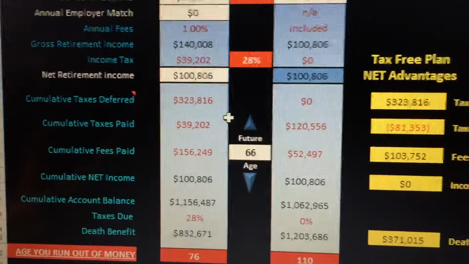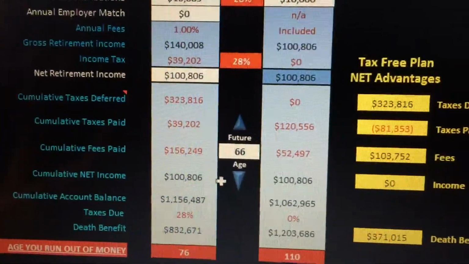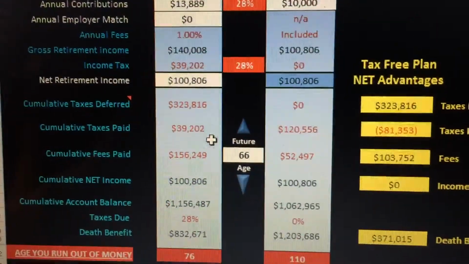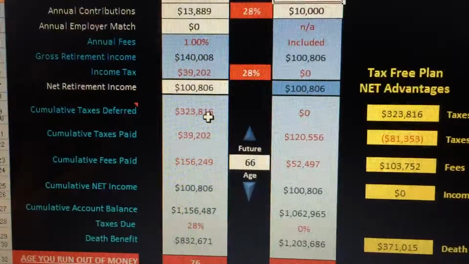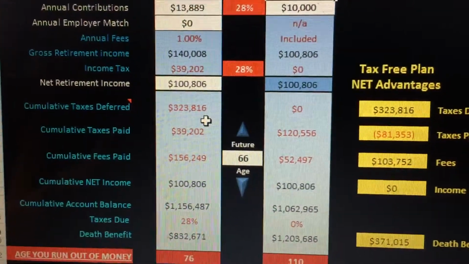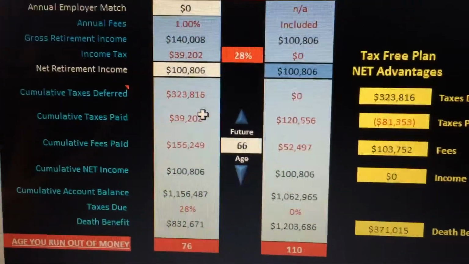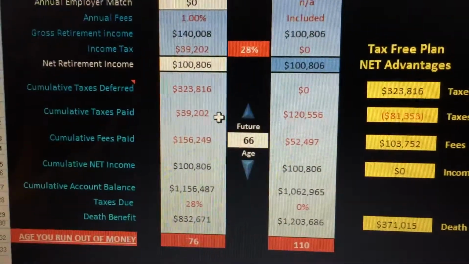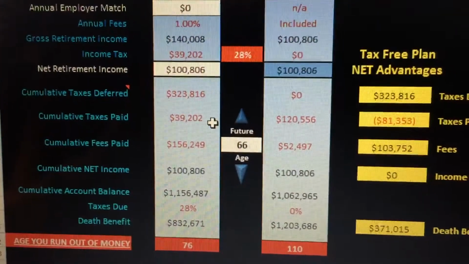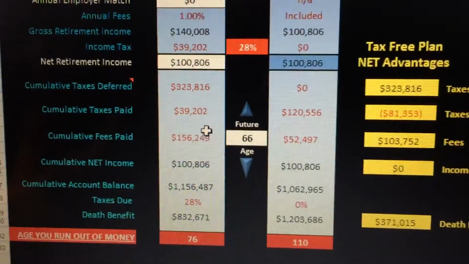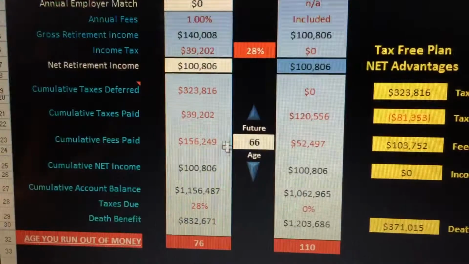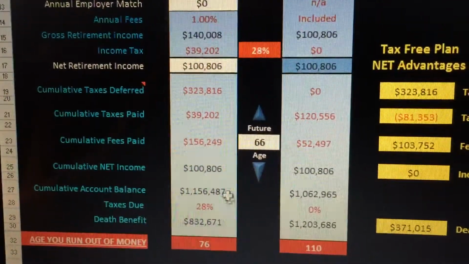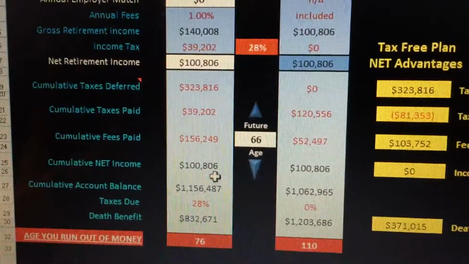Okay, so as you can see here, this person on the left with the traditional account, their taxes deferred is $323,816. They finally started paying taxes. In the first year, they have paid $40,000 in taxes, folks. This is a 28% tax bracket. And they're still paying fees because their account still has a balance. So they're still paying fees, folks.